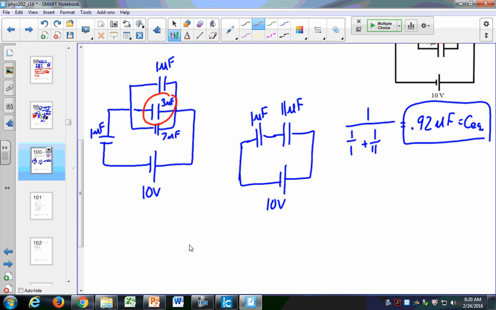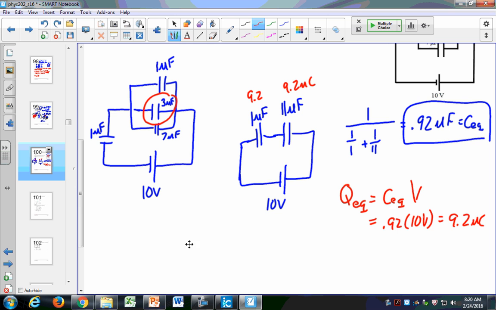All right, so let's do that. My equivalent charge is C equivalent times V. That's going to be 0.92 times 10 volts, or 9.2 microcoulombs. So I have 9.2 microcoulombs here, 9.2 microcoulombs here. Then I can find the voltage here. V is equal to Q divided by C. 9.2 divided by 11, which is 0.84 volts. So I have 0.84 volts here.